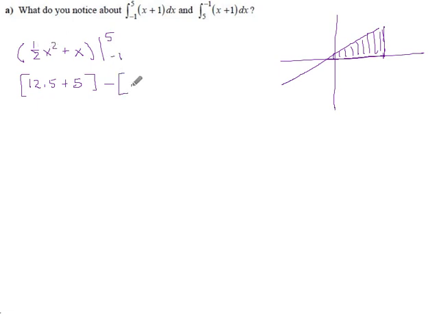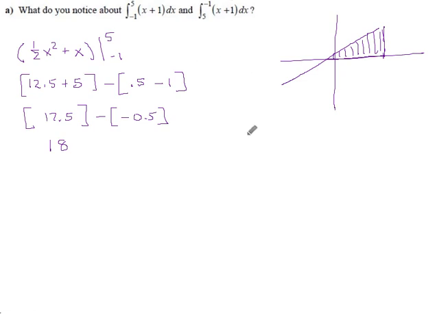1 half of -1 squared plus -1, and that's 17 and a half minus -0.5, which comes out to 18. Okay, easy enough. Let's change colors and let's see how this one works.